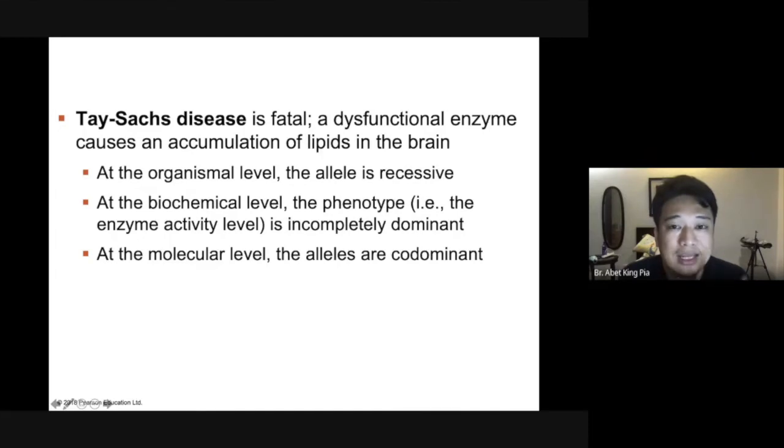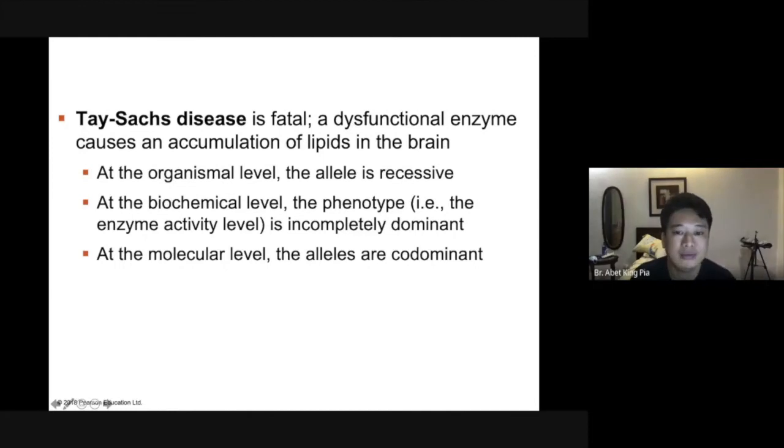So, sobrang liit ng chance for people to have this. But then again, kapag nag-check ka lahat dito, yung allele combinations mo, nag-check ka sa molecular to organismal level, then you will have one. Ayan.